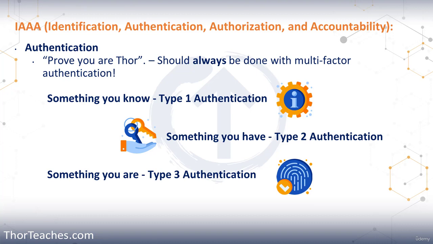Type 1 is the cheapest, it is the easiest to compromise, and it is the most widely used. Type 3 is the most expensive, it has some unique challenges, and it is the only one we can't reissue. We can, of course, give you a new username and a password, we can give you a new passport, we can give you a new ID card, but we cannot replace your fingerprints. At least not that I am aware of.